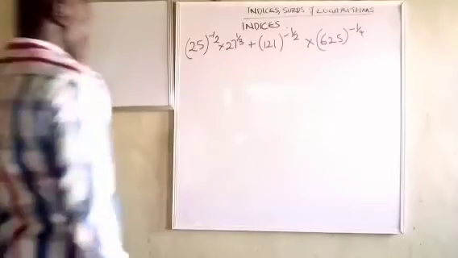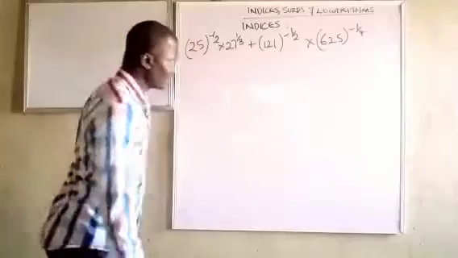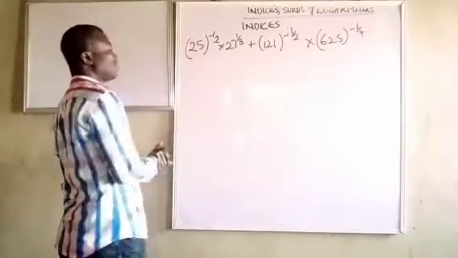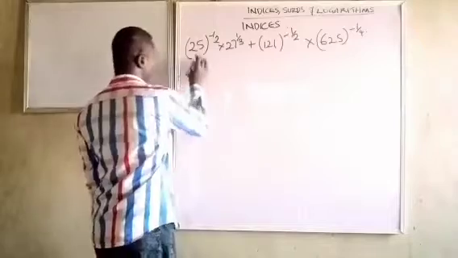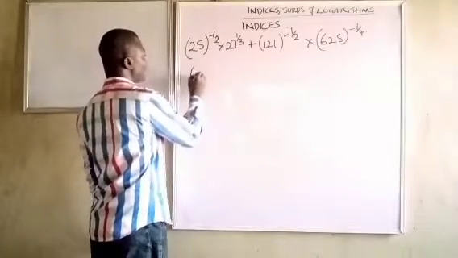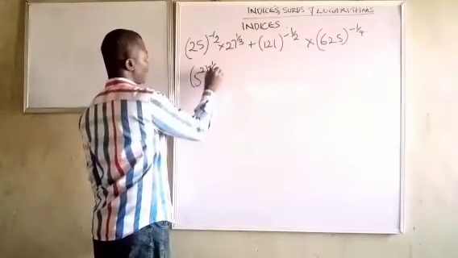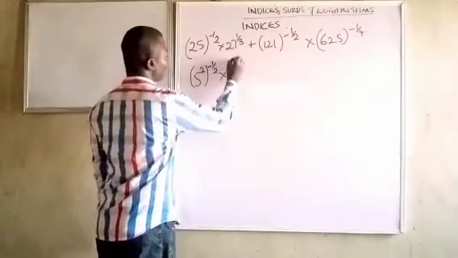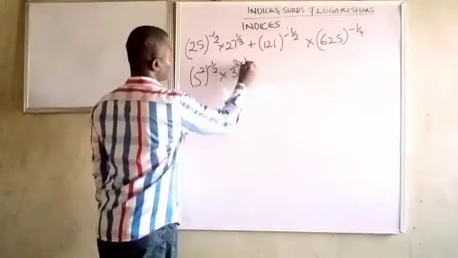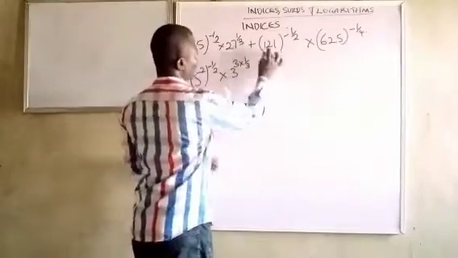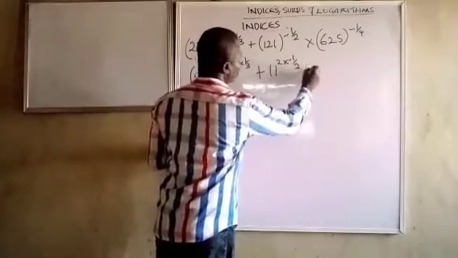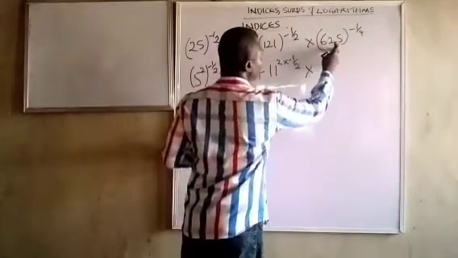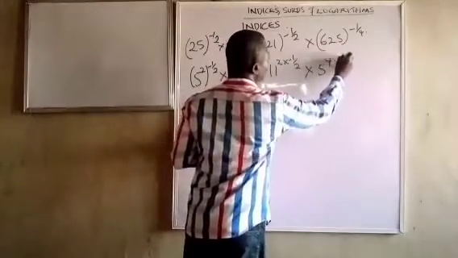Now, if you're a veteran, yes, you can do it at once. But if you are new, let's take it one by one. This one, we will convert it to powers of 5 because 5 is the factor of this one. So we have 5 squared into minus half times 3 cubed 1 over 3 plus this one is 11 squared times minus half times this one is 5 raised to power 4 times minus 1 over 4.